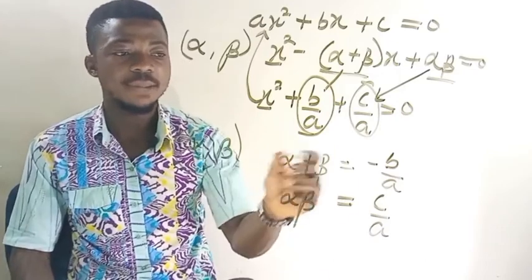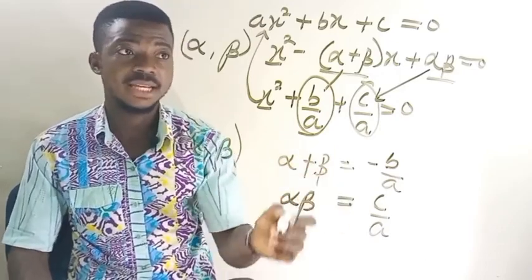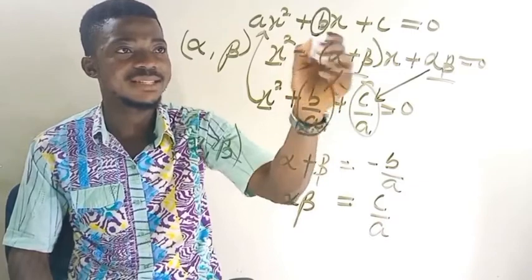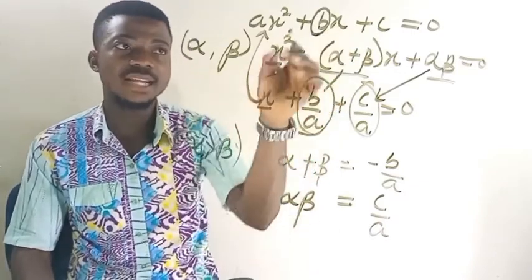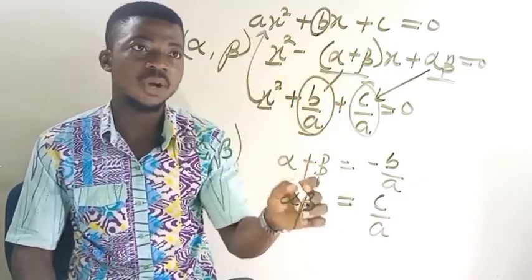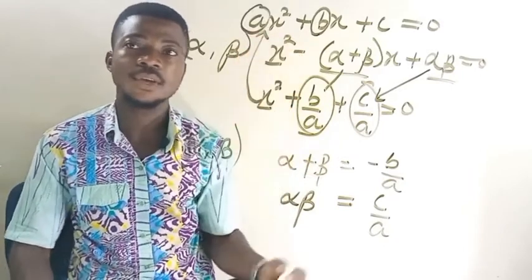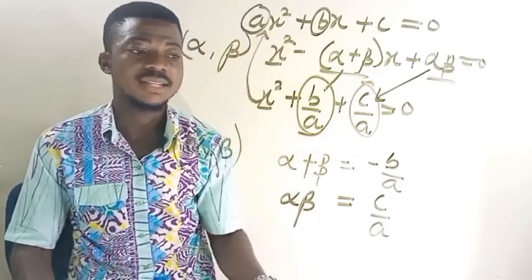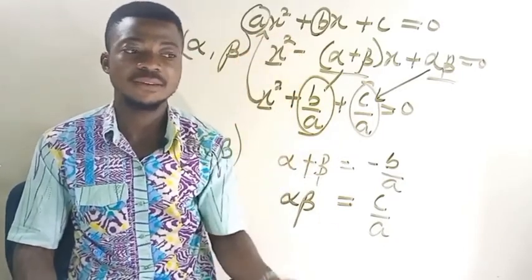So alpha plus beta is going to give you negative b over a. Now negative b, that's the second term in the equation, that is the b. So you negate that one over a, which is the first term of the equation. So that's how you find the sum and the product of the roots.